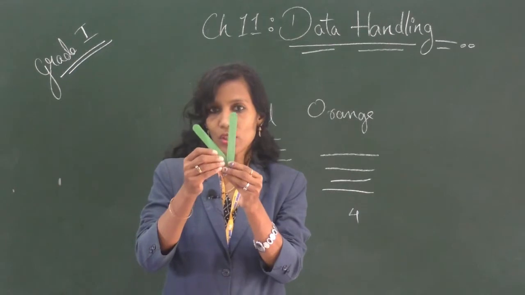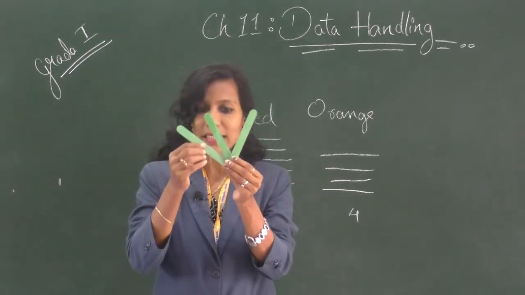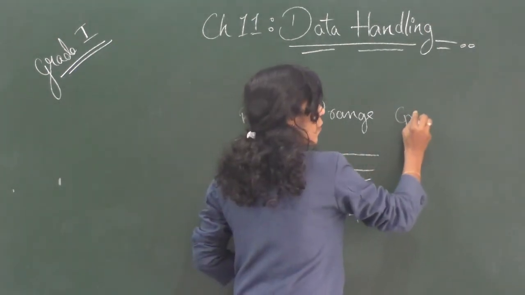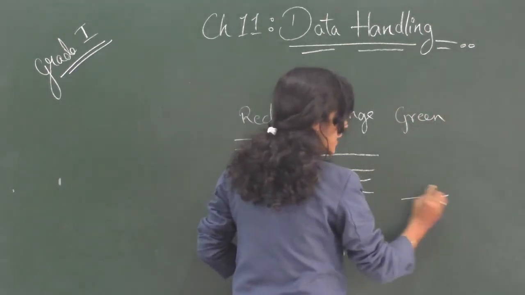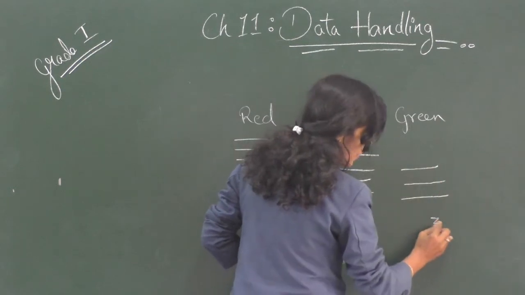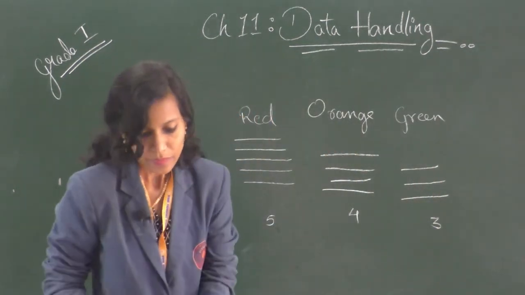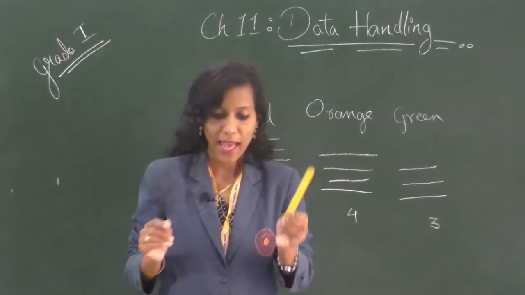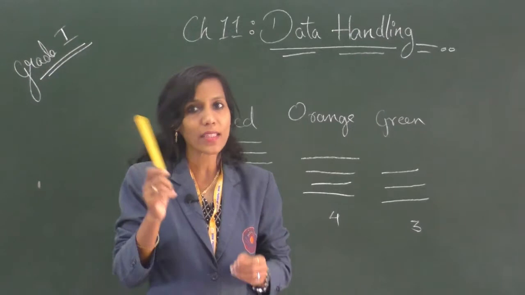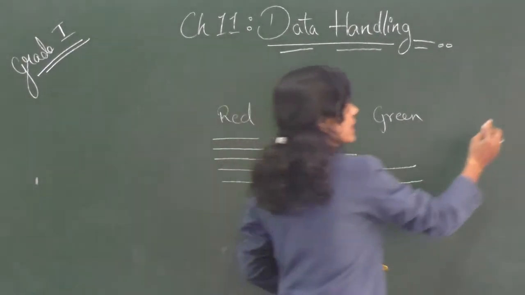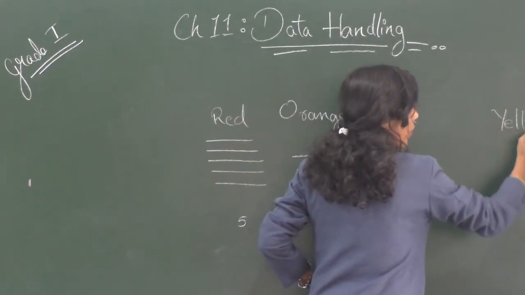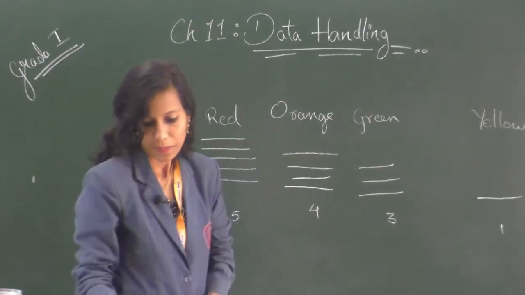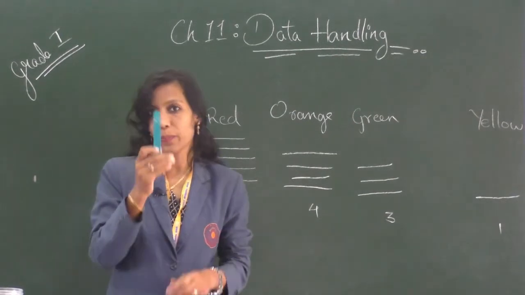So 1, 2 and 3. So for green I have 3 sticks. Now we'll take the color yellow. And here in yellow I have only 1. So here I'll write yellow 1.